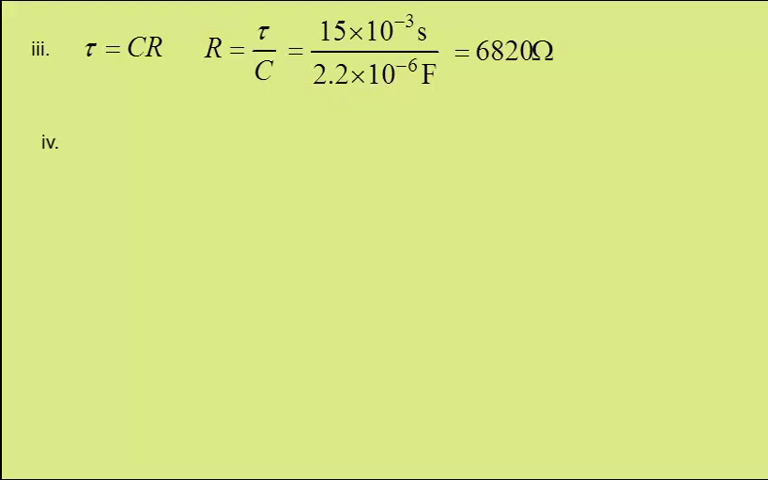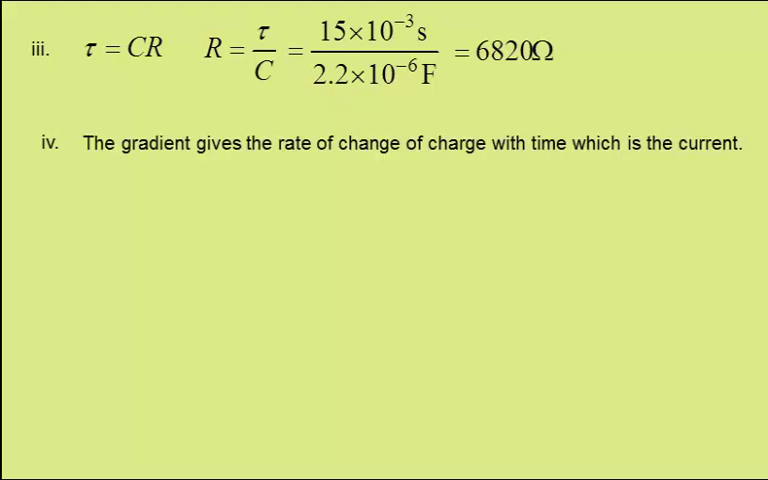In part 4, we're asked what physical quantity is represented by the gradient of the graph. Well, the gradient gives the rate of change of charge with time. This is current.